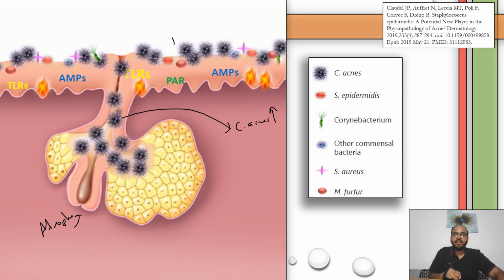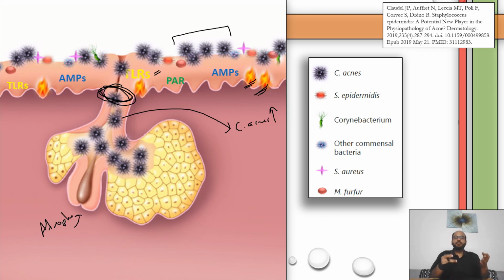You can see that in the skin, the C. acnes is also increased. You can also see that there is blockage of the follicular infundibulum. You can also see the activation of toll-like receptors. Okay, and this fire-like thing is to show inflammation. So you can see the inflammation is also increased.